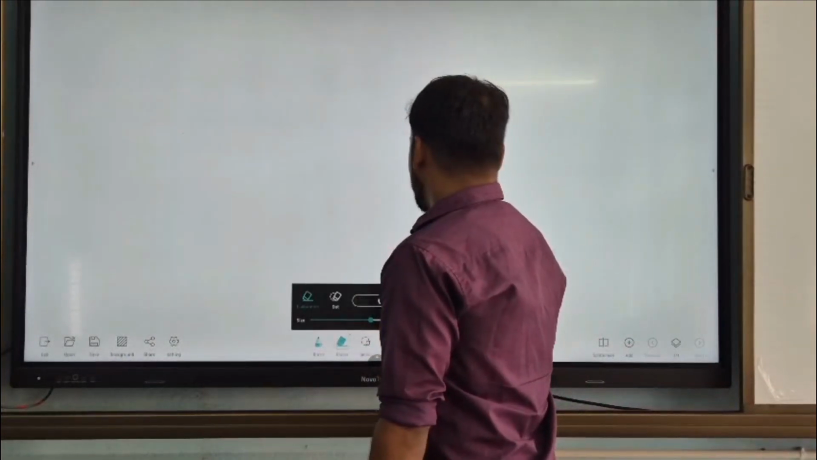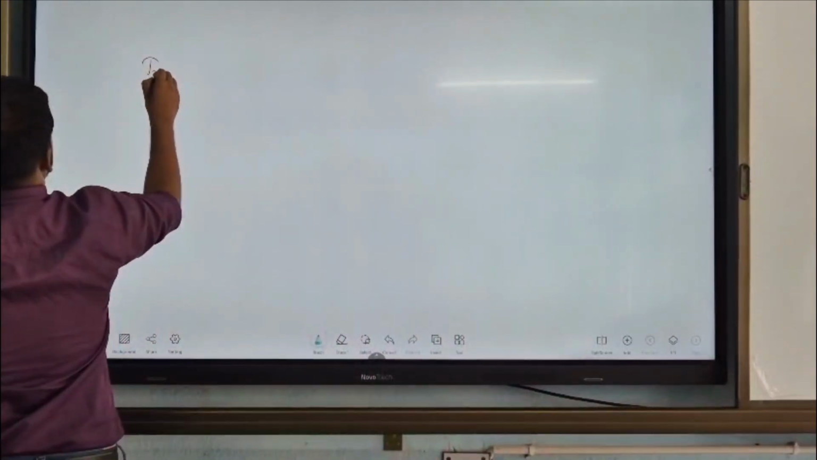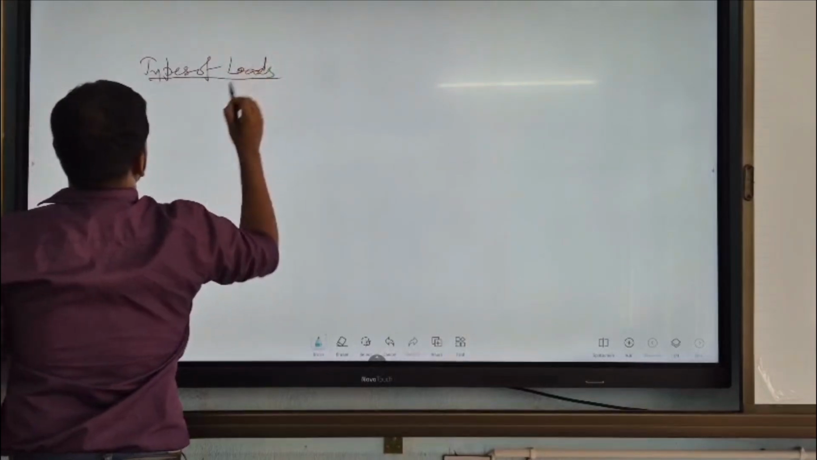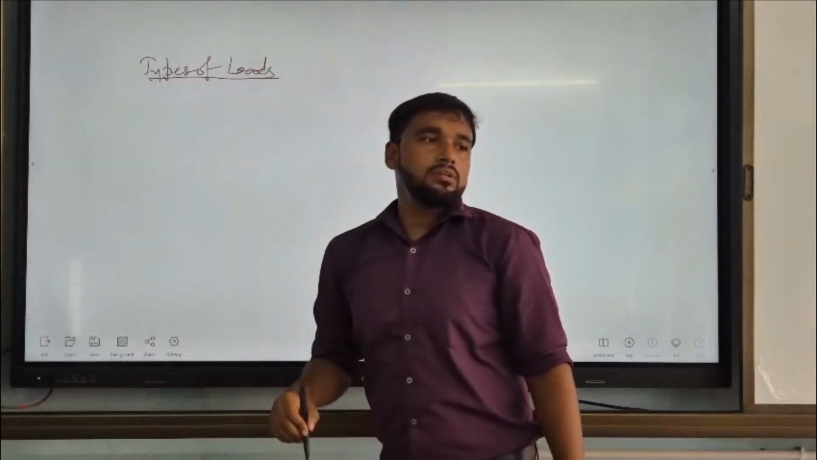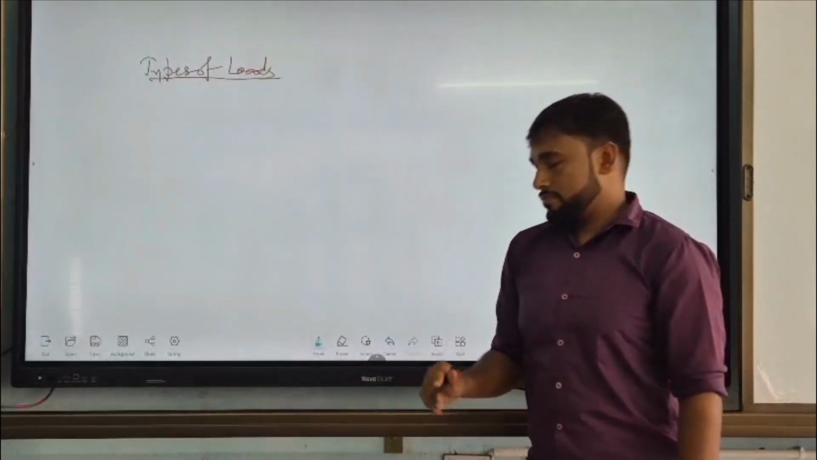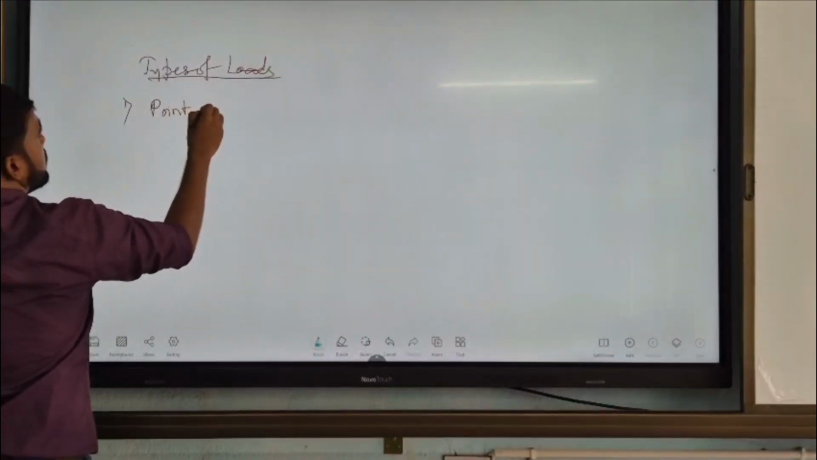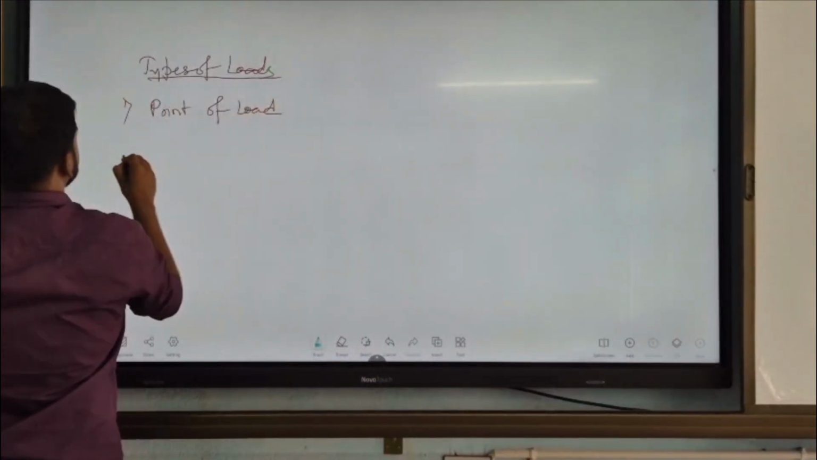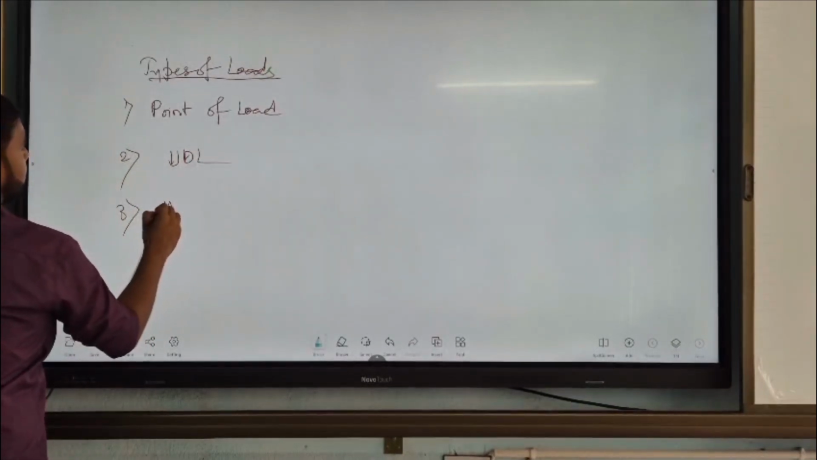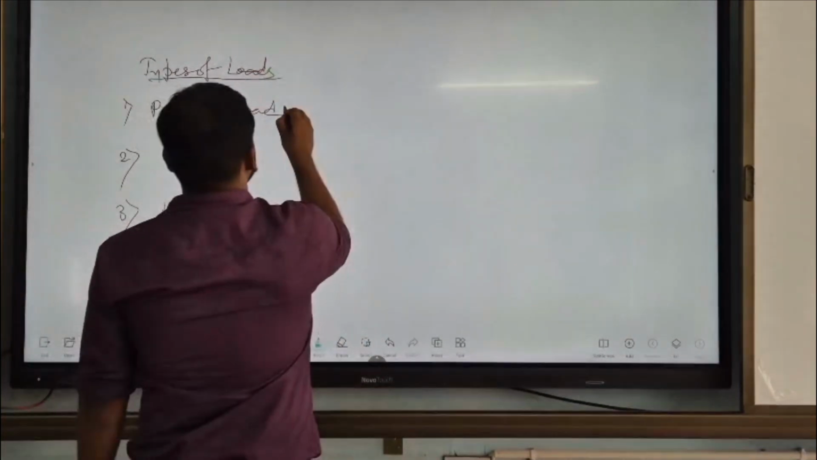Then come to types of loading. What are the different types of loads? Three types of load. Point load, UDL, uniformly distributed load, and the third one is UVL, uniformly varying load.